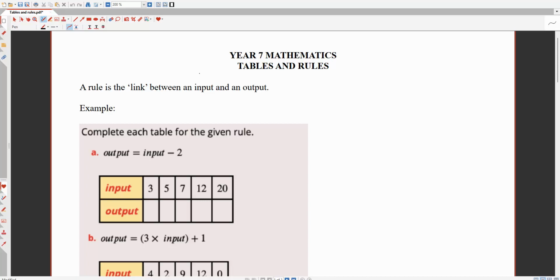Hi Year 7s. Well, in my absence today, what you'll do is look at tables and rules. And you'll have this set of notes that you need to annotate as this video goes. And then just pop these into your notes book as well.